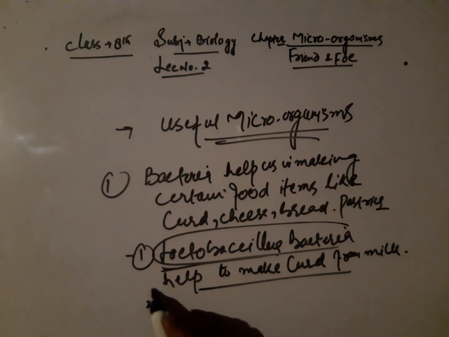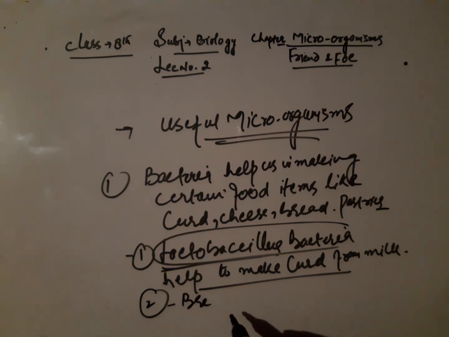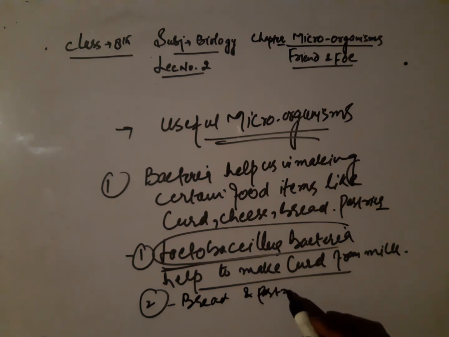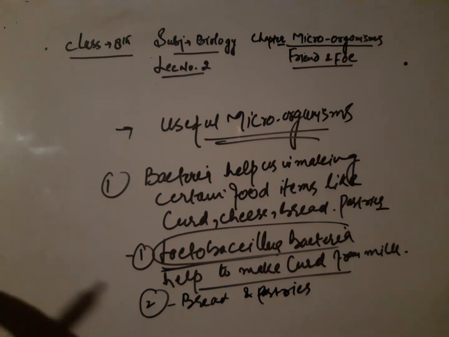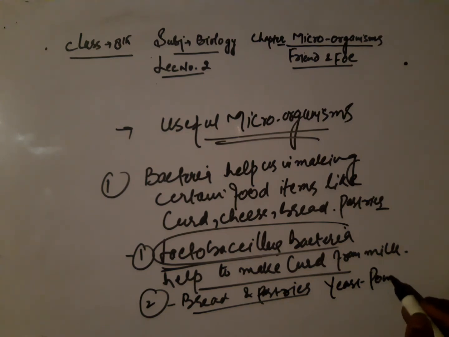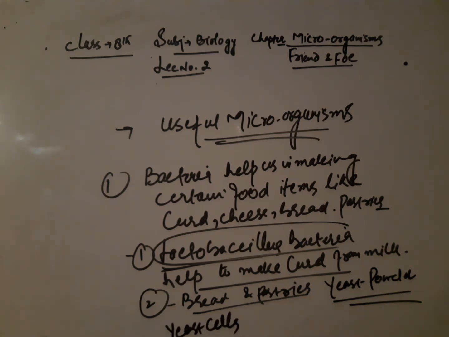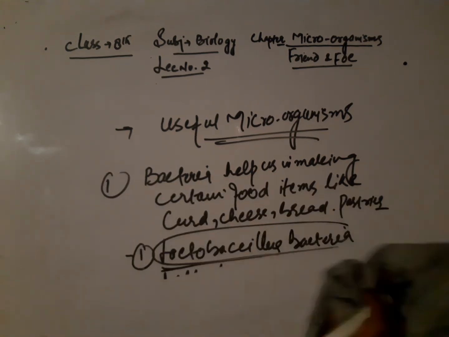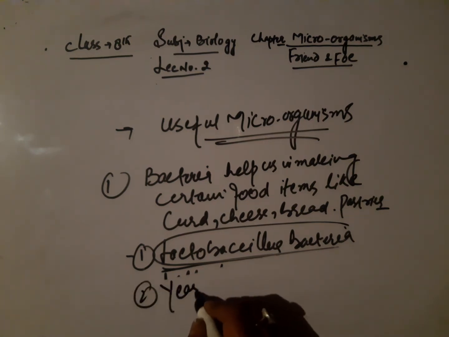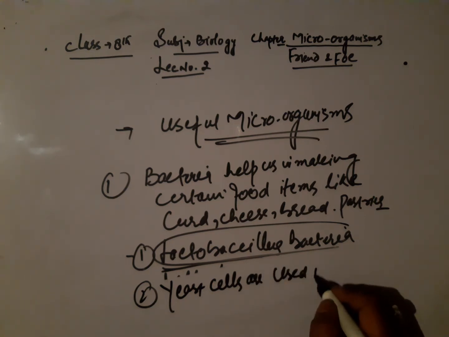Number second is bread as well as pastries. For the preparation of bread and pastries, yeast is used. We can say yeast powder is used. So we can say yeast cells are used in the baking industries.